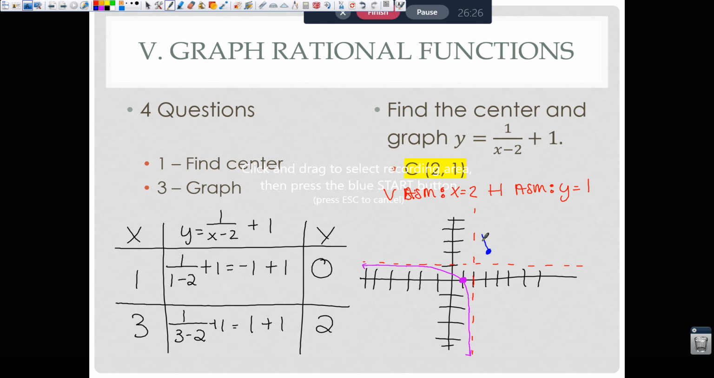So again, this is going to approach my vertical asymptote but never cross, and approach my horizontal asymptote but never cross. So that is graphing rational functions. You do have a practice test in which you can work on, and if you have any questions, you may come see me in the morning.